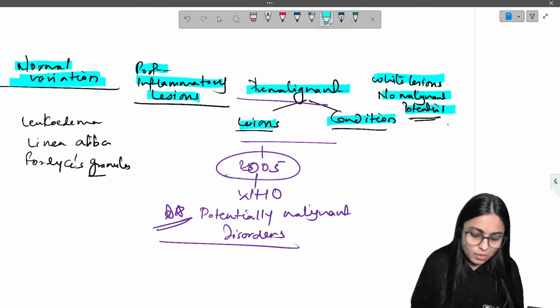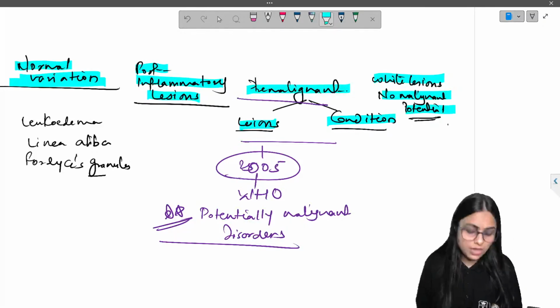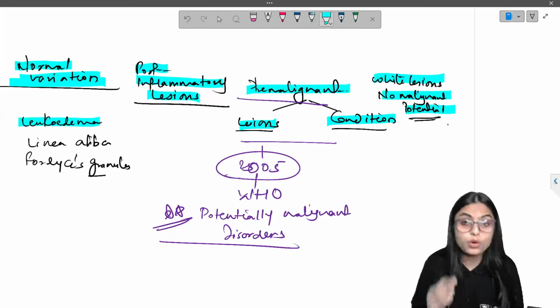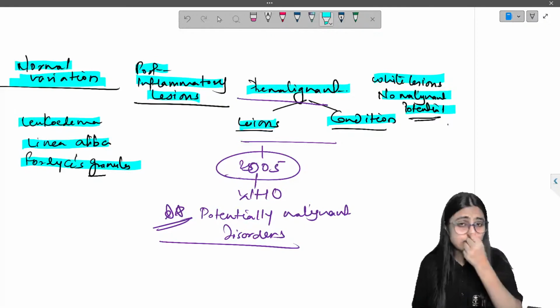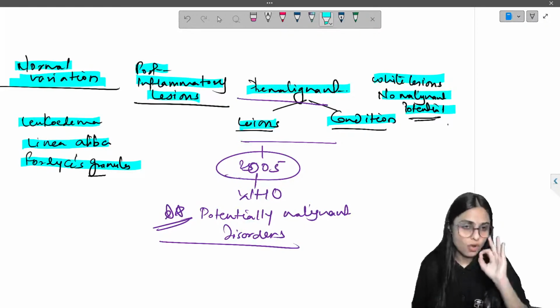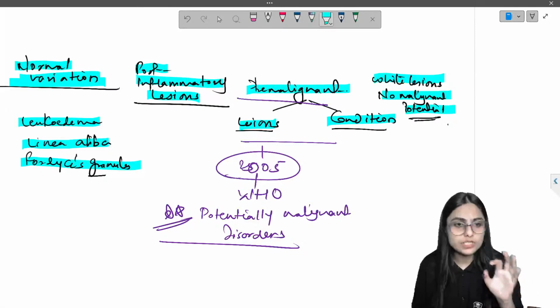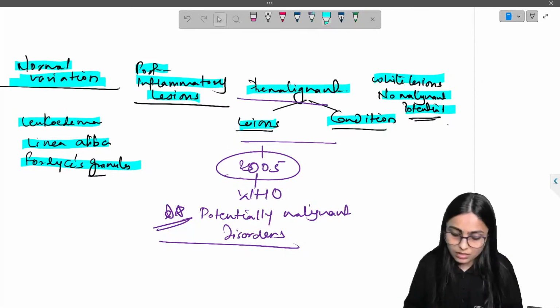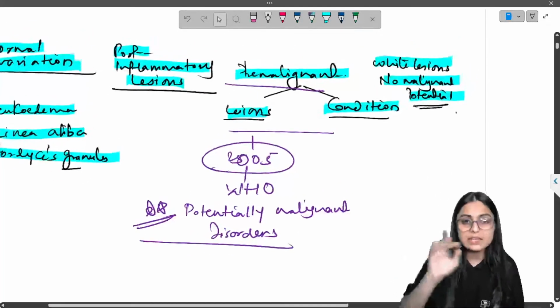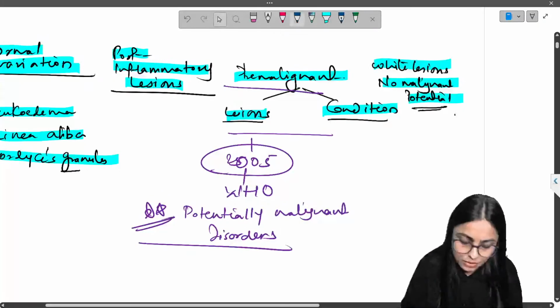So in normal variation we are going to see leukoedema, linea alba, and Fordyce's granules. So these three are normal variation of mucosa, and expect one or two questions from this. Normal variation. Then post-inflammatory lesions. Now a fact about pre-malignant lesions and conditions I'm going to tell you.